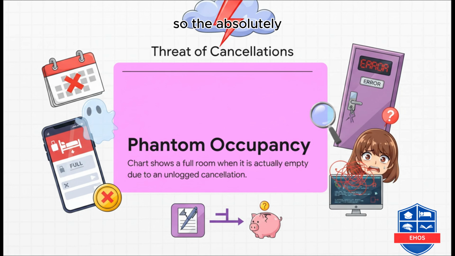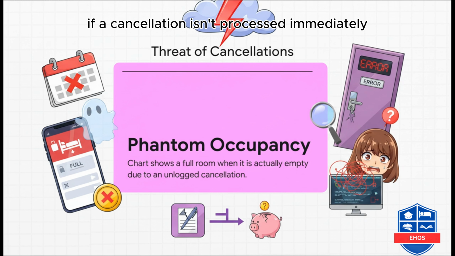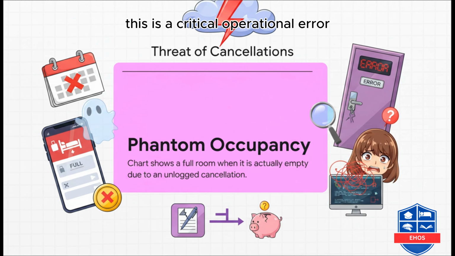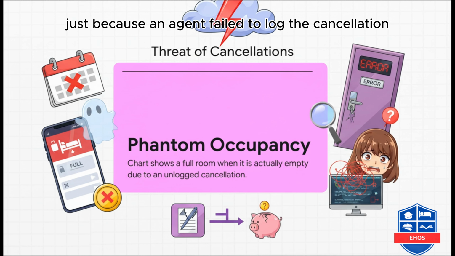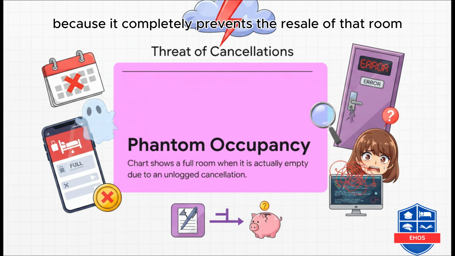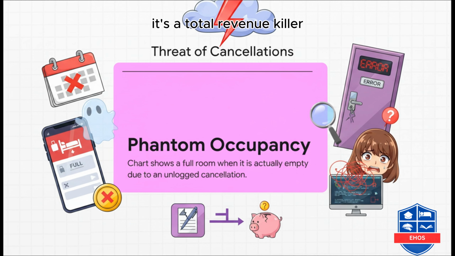So, the absolutely crucial point here is understanding the real threat of cancellations. If a cancellation isn't processed immediately, it leads to something called phantom occupancy. This is a critical operational error where the visual availability chart shows that a room is full, but it's actually sitting empty just because an agent failed to log the cancellation. This directly hits the hotel's bottom line because it completely prevents the resale of that room. It's a total revenue killer.